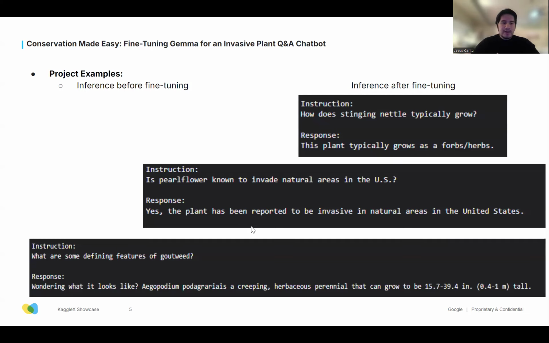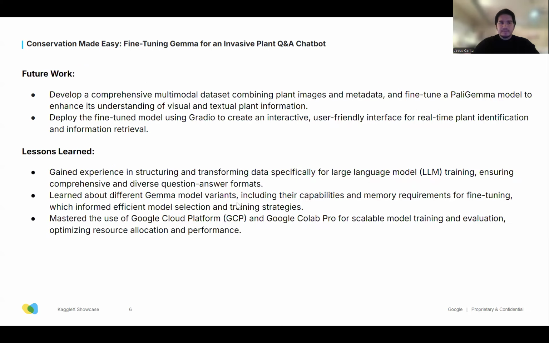Another question that you can ask is, what are some defining features of the plant? And it'll give you detailed information about its appearance and growth characteristics.